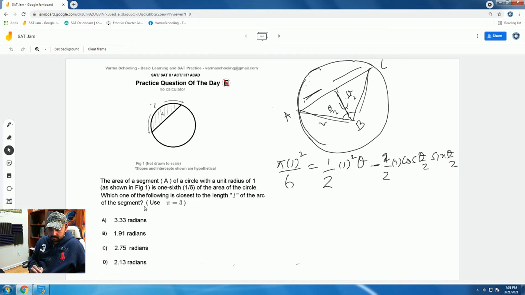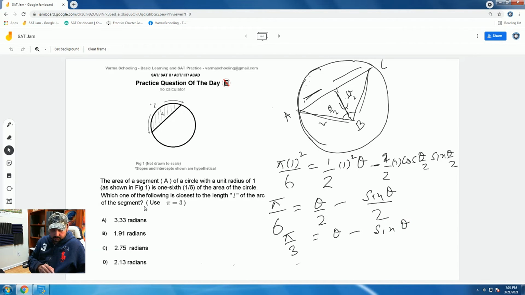So we've got 2 cosine of theta by 2, sine theta by 2. The formula for sine 2a is 2 sine a cos a. So this becomes sine theta. The equation sort of simplifies itself: the segment area equals half theta minus half sine theta.